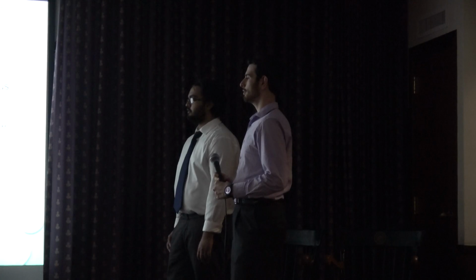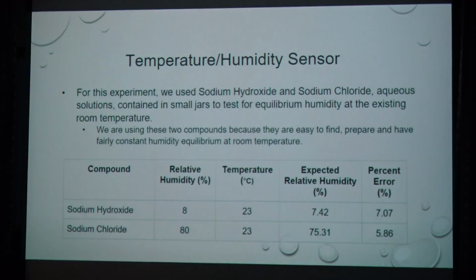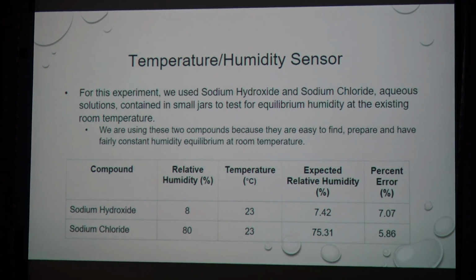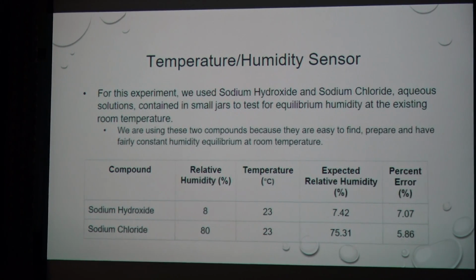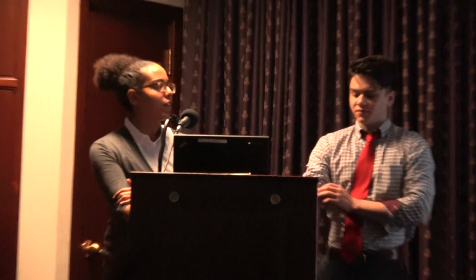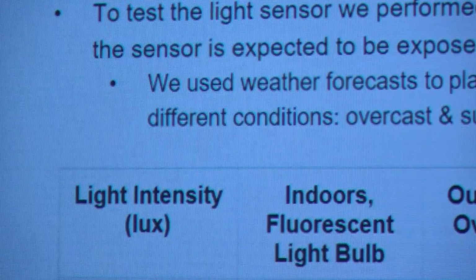So for the temperature and humidity sensor, we actually had to conduct some experiments where we used sodium hydroxide and sodium chloride, both aqueous solutions, contained in small jars, and we tested for equilibrium humidity at the existing room temperature. The reason we used these 2 compounds is because they're easy to find, prepare, and have fairly constant humidity equilibrium at room temperature. And as you can see below, from the data we gathered, we had a relatively low percent error. And so this is the test for our light sensor.